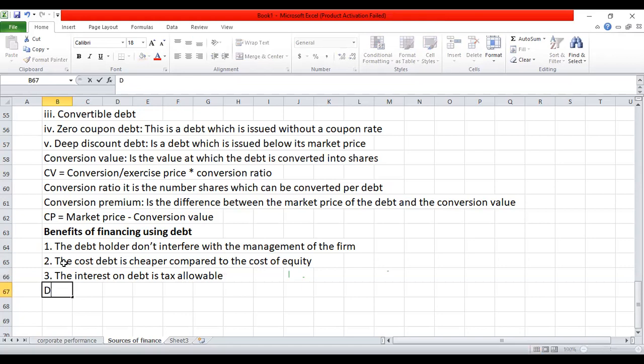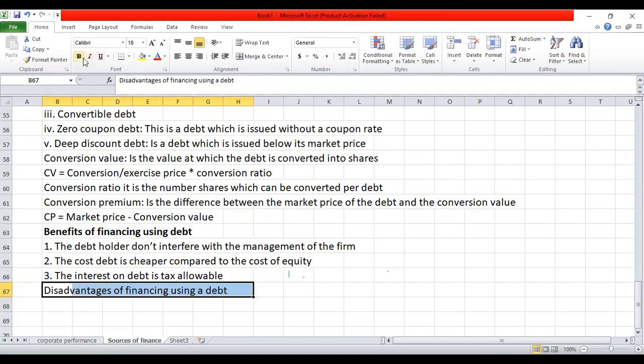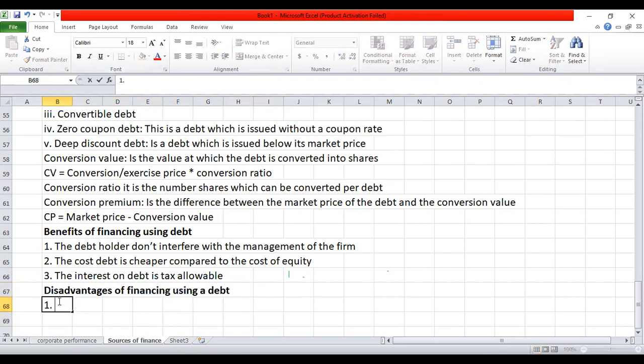Then what are the disadvantages of financing using debt? What is the disadvantage of financing a business using debt? Number one, the interest on the debt is a fixed interest payment. Whether the business has generated a profit or not, you are supposed to pay the interest on the debt.